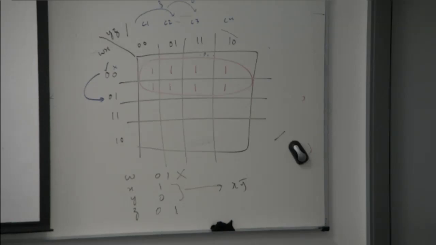Okay, now combining 2 squares. What is this? Now W is 0. Y is what? 1. And X is what? So W is 0, X is 1. What about Y? Y is 0 and Z is changing. So it is actually W bar X. X is also 1. X is the same. W bar X, Y bar.